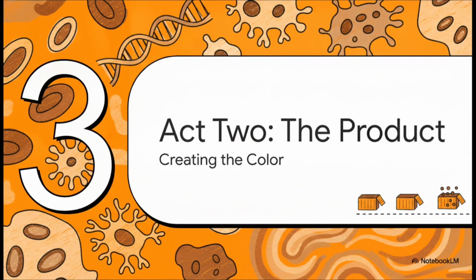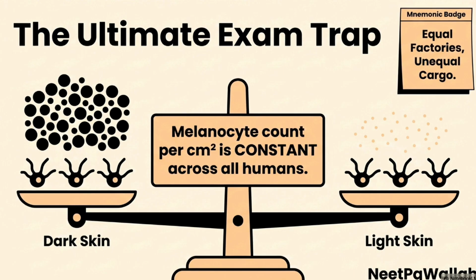Moving right along to Act 2, the product. This is where we look at creating the actual color. Now this brings us to what's famously known as the ultimate exam trap. If you look at the scale balancing dark skin and light skin, you're going to notice something pretty surprising at the bottom. Regardless of how dark or light your skin is, all humans have the exact same number of melanocyte factories per square centimeter. Literally no difference. The factory count is completely constant across humanity.